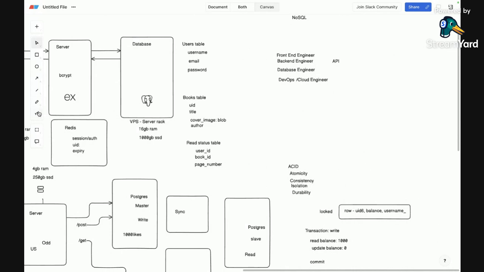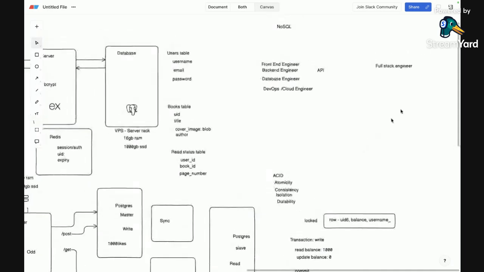and so basically when we use the term full stack engineer, we are saying that person knows front end and back end. That's it. These are other specializations that go deeper. Yes.